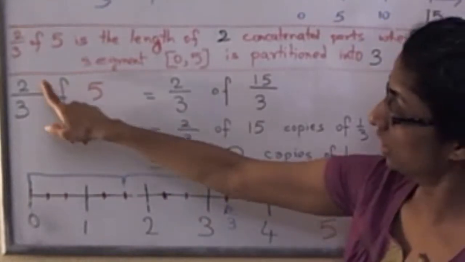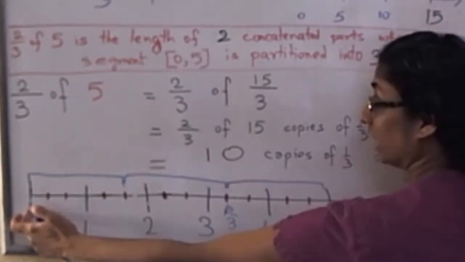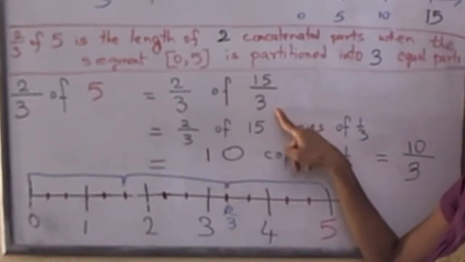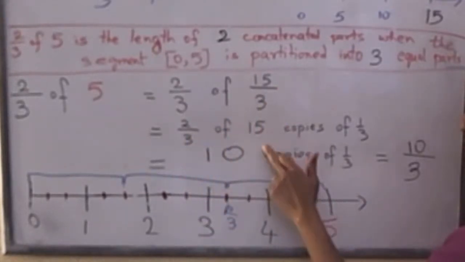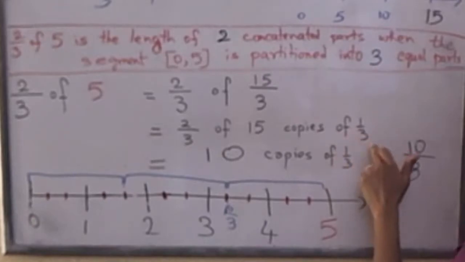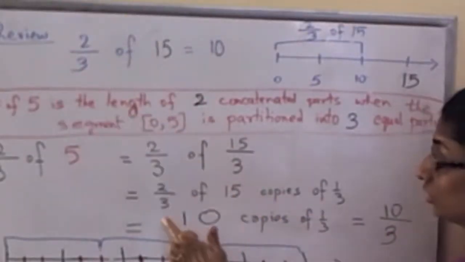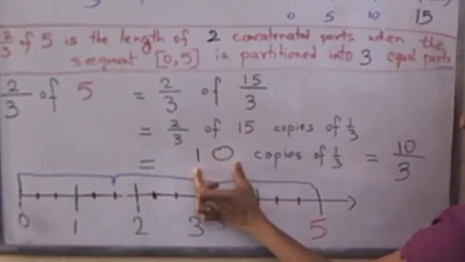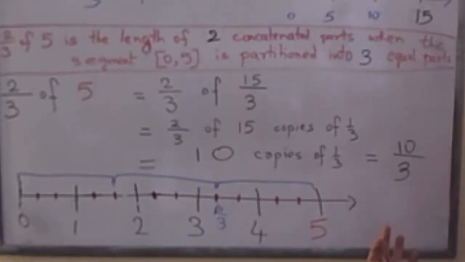So in other words, 2/3 of 5 equals 2/3 of, I'm viewing it as 15 over 3. So I'm replacing 5 by 15 over 3. So now 2/3 of 15 over 3 can be thought of as 15 copies of 1/3. Now by this discussion, 2/3 of 15 is really 10. So now we get 10 copies of 1/3. Another name for 10 copies of 1/3 is 10 over 3.